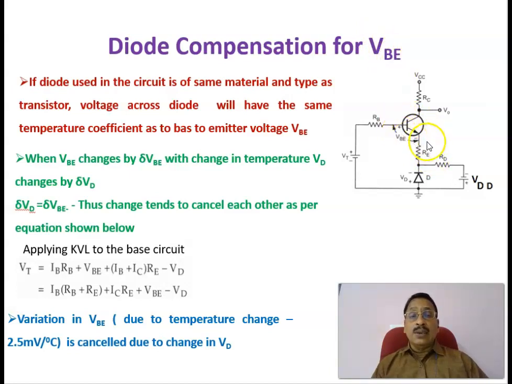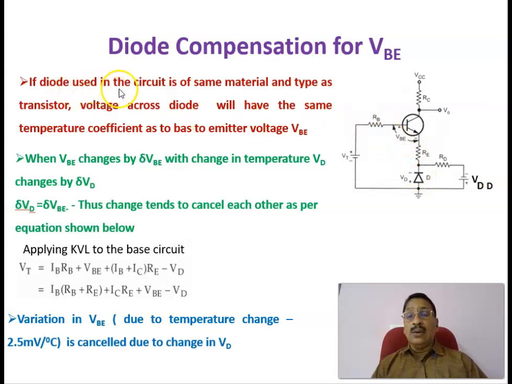Now this is a circuit for diode compensation, in which the material of the transistor and diodes are the same. For example, if silicon transistor, use silicon diode; if germanium transistor, use germanium diode. The same material is used. And here, in series to the emitter, we are connecting a diode like this one.